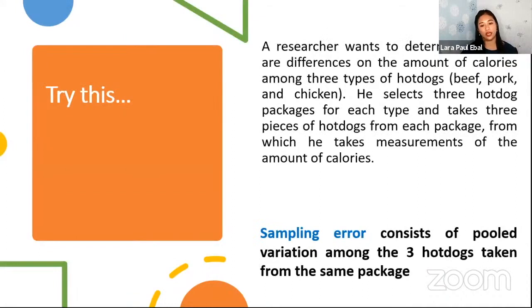Now, we have an example here, just to give you an idea. Recall the hot dog example. We have 3 types of hot dogs, and then we get 3 packages from each flavor. And from each package, we get how many? 3 hot dogs. So now the variation of these 3 hot dogs, the differences in terms of calories, are incorporated in the sampling error. So sampling error consists of the pooled variation among the 3 hot dogs taken from the same package. Okay, that's it.